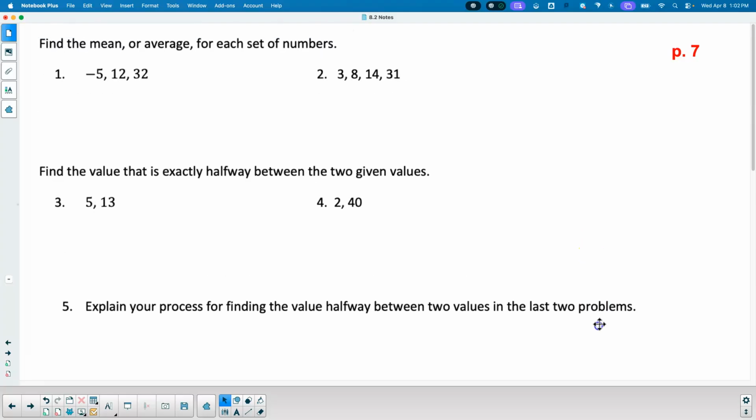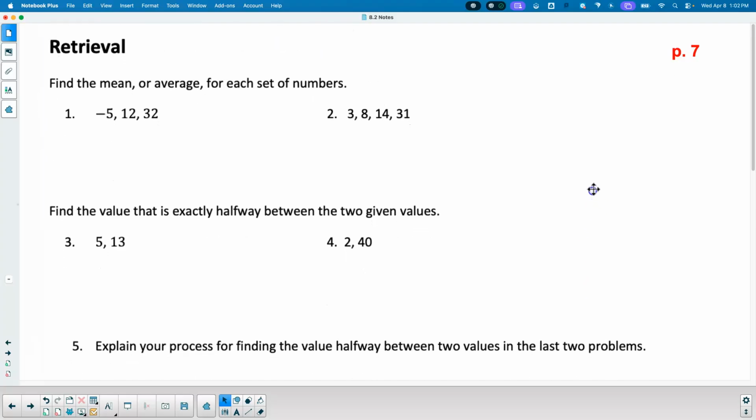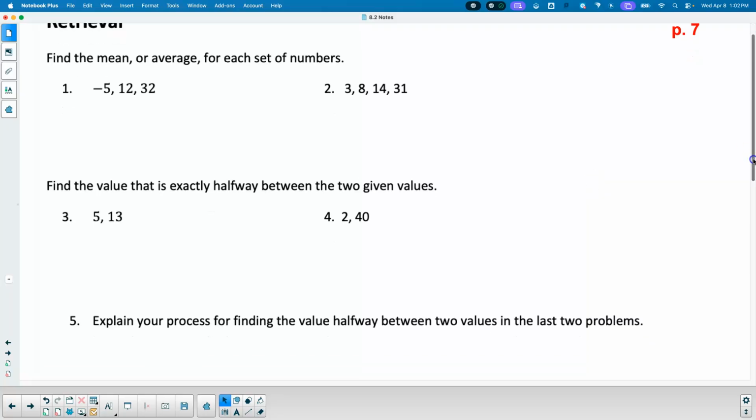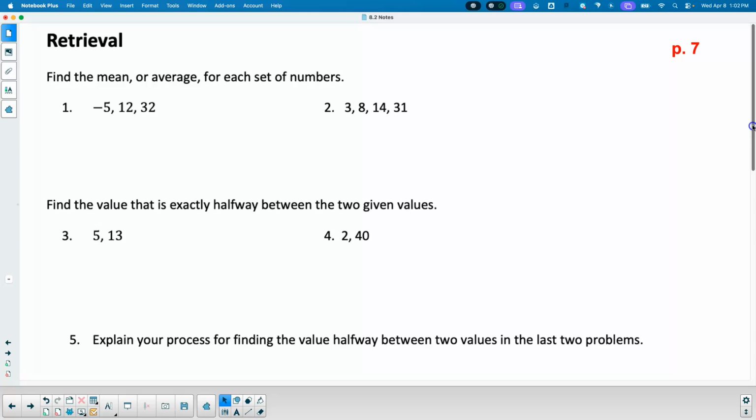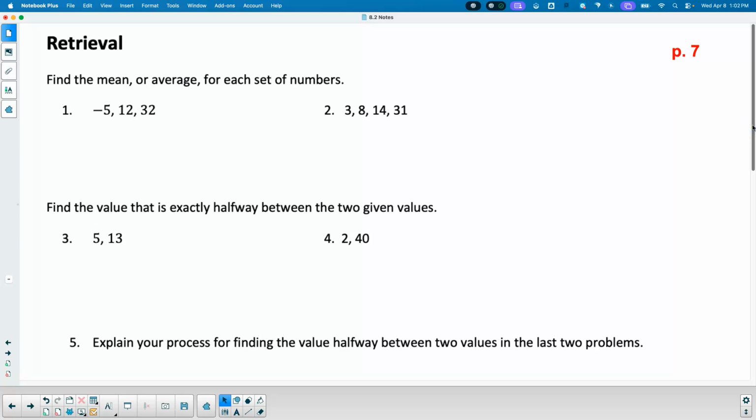Yep. Sounds like good times. Make it happen. How do I find an average in the first 2? Add them all up and divide by how many. Well, how many there are, right? Yep, exactly. So we have to add them all up.